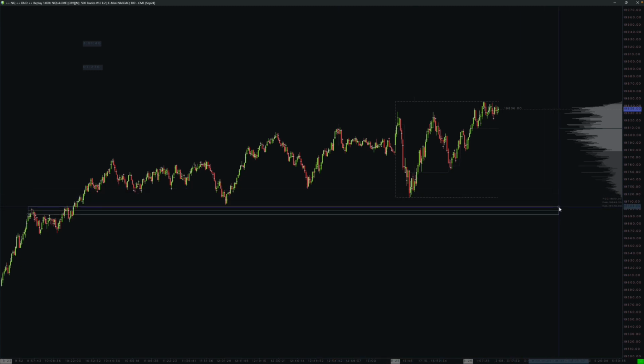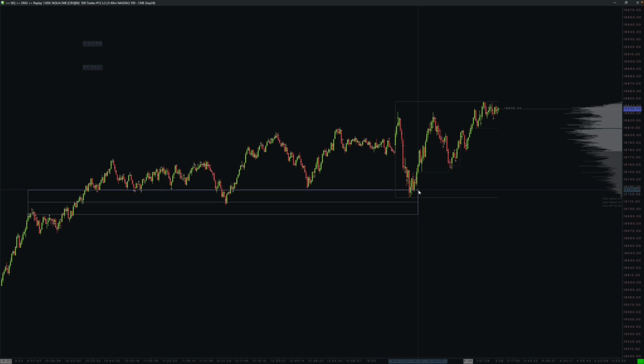Okay, so I've got resistance. I'll show you what I'm looking at. So resistance, resistance, support, support, support. And I'm going to go up to most of the candle bodies so I can capture all of that price action right here. And then I'm going to extend this. Okay, and then I have resistance here.